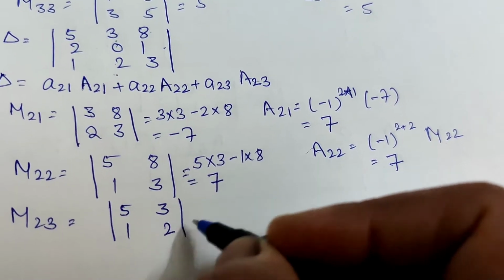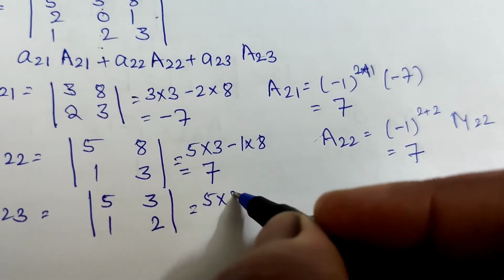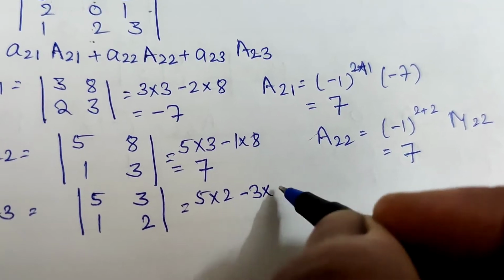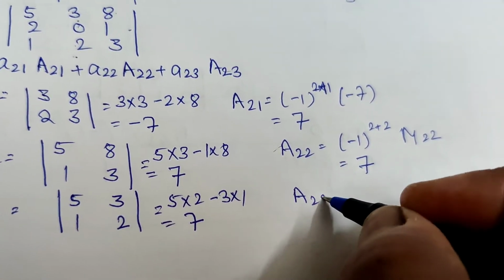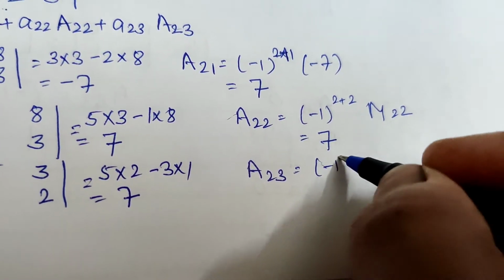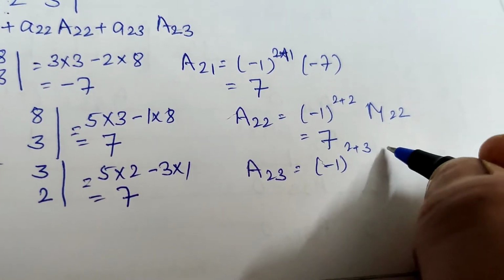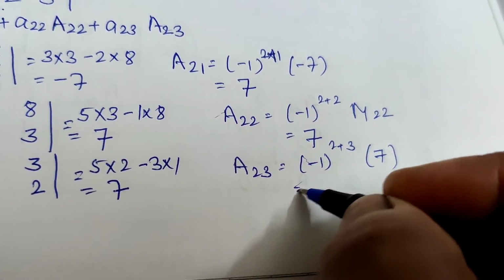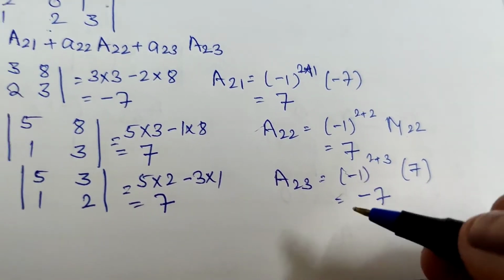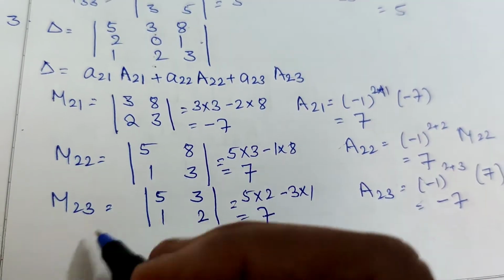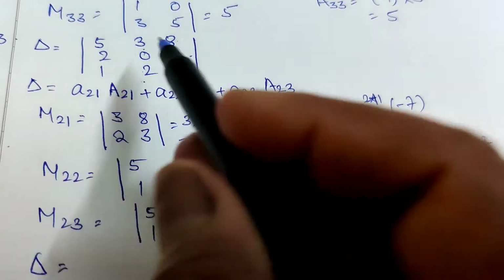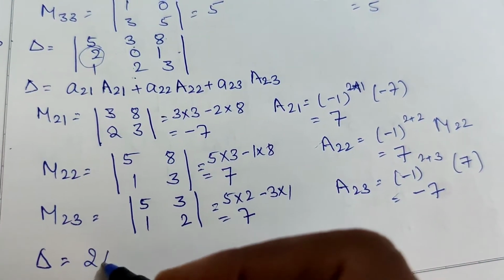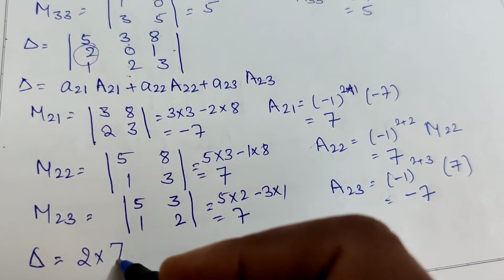5312. It is 5 into 2 minus 3 into 1. It is also equal to 7. Now A23 is minus 1 raised to power 2 plus 3 into 7 minus 7. Okay. Now find the value of the determinant. Put the value of A21. A21 means it is 2. 2 into capital A21, which is 7.